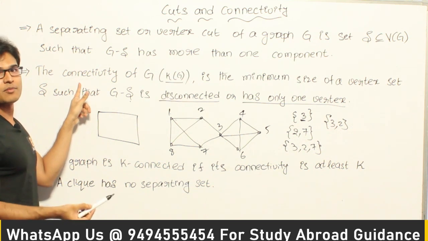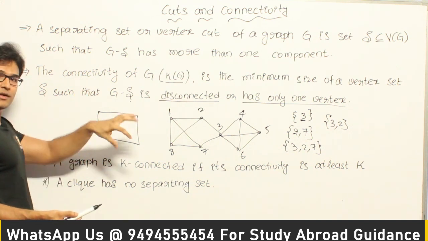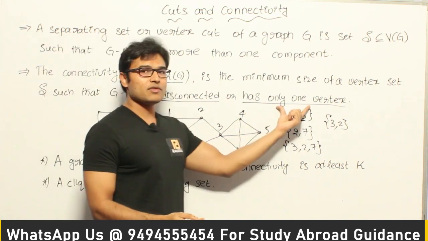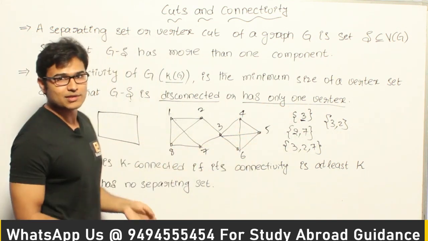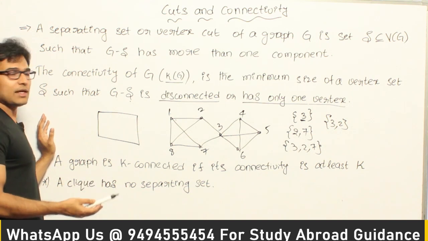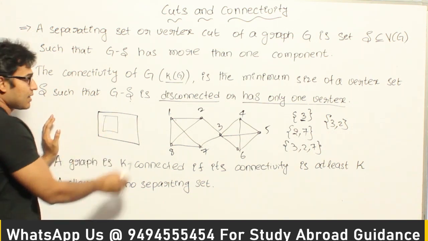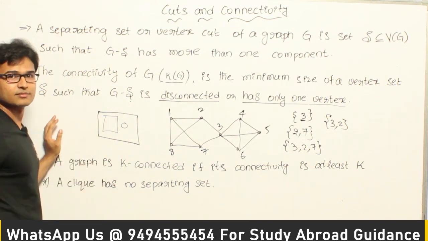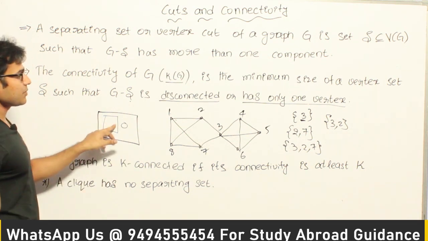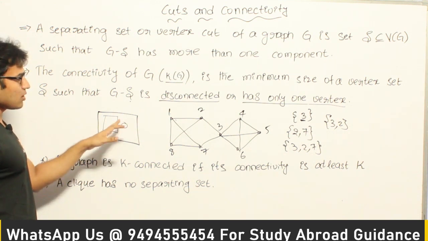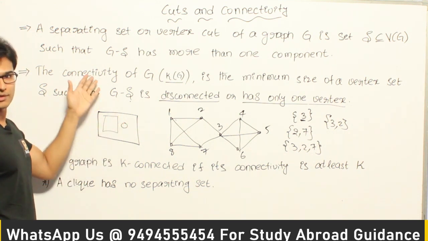Connectivity is the minimum number of vertices that you should remove in such a way that either it gets disconnected or it has only one vertex. In the worst case, if you are not able to disconnect it, then you can remove all the n minus 1 vertices and leave one vertex there, right? So when will this happen? In a complete graph. Therefore, in a complete graph, the connectivity is always going to be n minus 1.